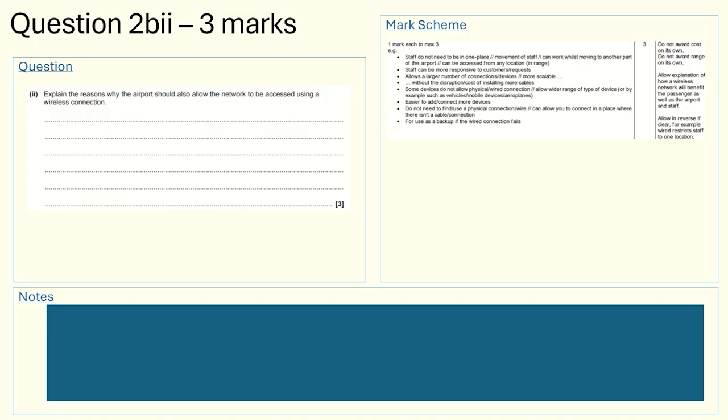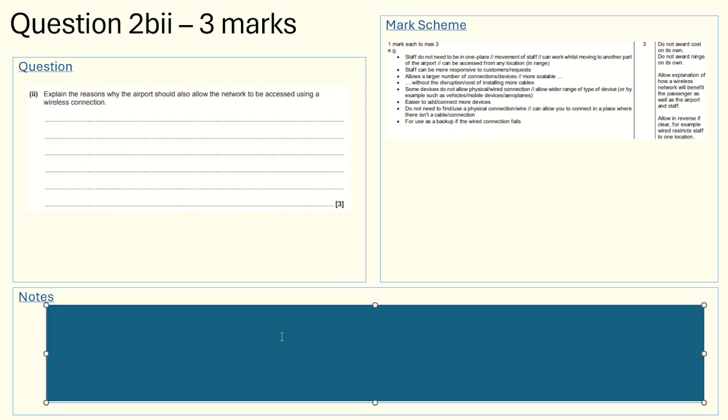Also think about the staff at the airport. We can talk about staff and the passengers at the airport here. What do staff need to do as they're moving around the airport, the people who work there? So that's what we're looking at here. We're trying to think of advantages for the customers and for the people that work at the airport. It's a 3-mark question, so we're going to try and explain 3 different reasons why allowing a wireless connection will be a benefit to an airport. So let's have a look at a model answer then.